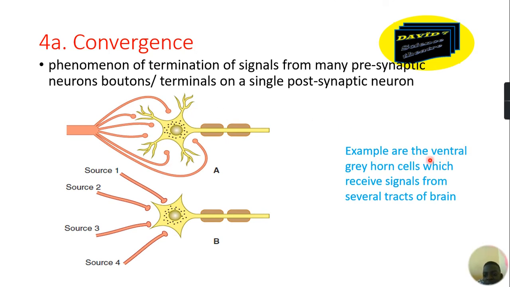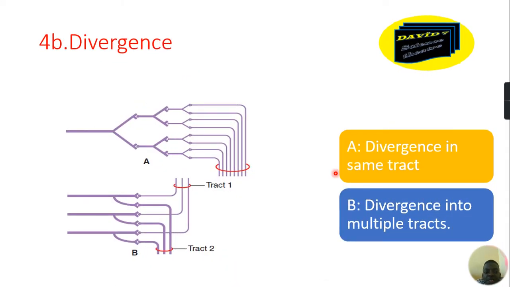Examples are the ventral gray horn cells, which receive signals from several tracts of the brain. Yeah, that is true. Let's continue. So let's talk about divergence. Divergence can occur in the same tract, or it can occur in multiple tracts.